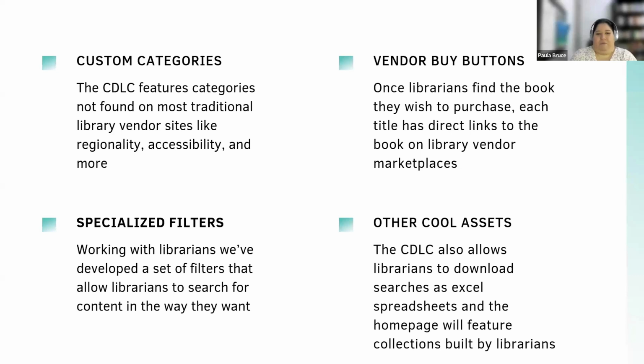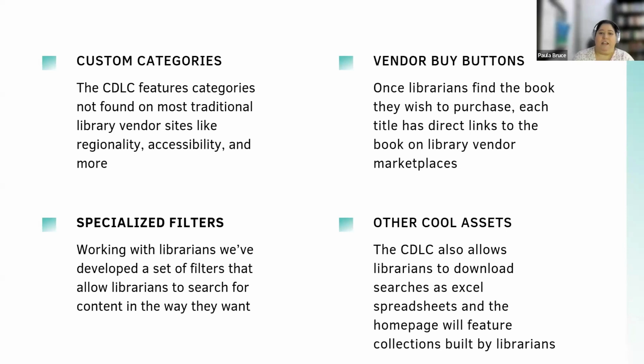We built this platform based on feedback from librarians on how they wish to search and discover titles for their digital collections. As we all know, library vendor platforms are great for organic discoverability. So the CDLC has a lot of great features to solve that problem. The first is custom categories. The CDLC features categories not found on most traditional library vendor sites like regionality, accessibility, and more. Librarians want to search for titles based on issues that are not only important to their patrons, but reflect them as well.